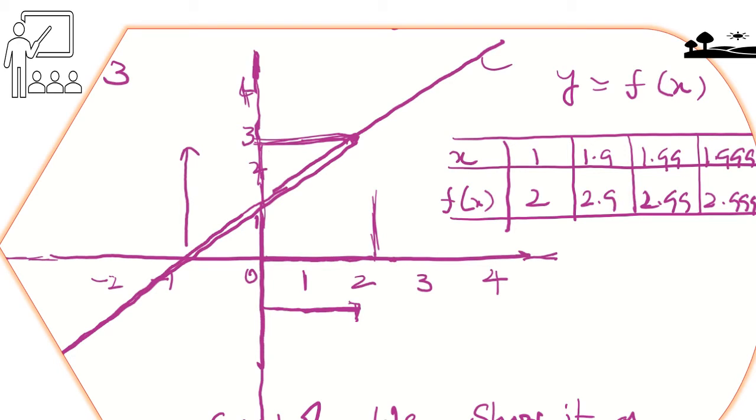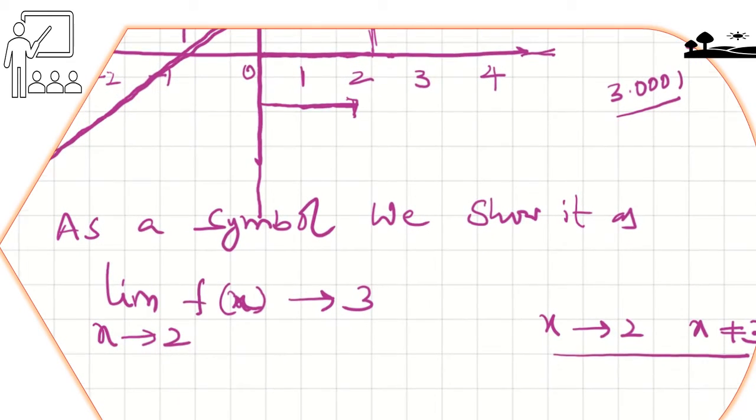You can see it in tabular form also. x equals 1, y will be 2; x equals 1.9, y will be 2.9; x equals 1.99, y is 2.99; and x is 1.999, and y is 2.999. That means very close to 3 here. Similarly, if I take more than 2, that means the right side of 2, x is 2.001, what I am getting is 3.001, which is also very close to 3. So this is geometrically the sense of a limit.